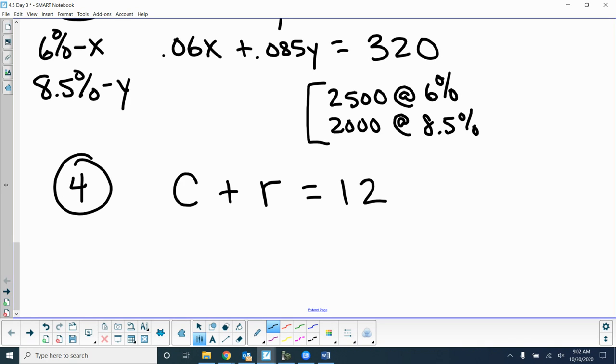The cost of the cashews plus the cost of the raisins equals the cost of the whole thing. What's the cost of the whole thing when you put it all together? 12 times 3.55.